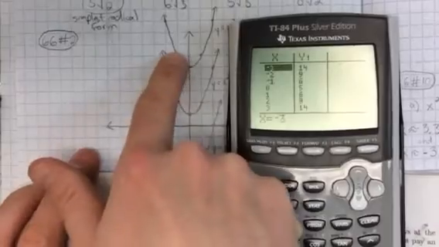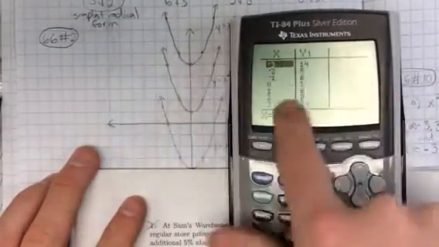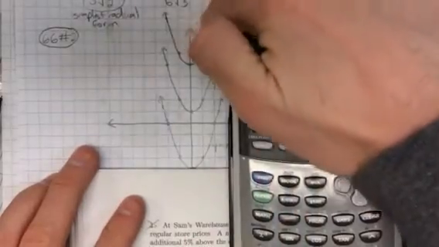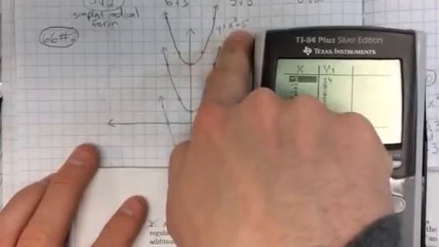-1, 6 is right here. 0, 5 is right here. And then 1, 6 and 2, 9 is up here. And then I connect those to make the graph of y is equal to x squared plus 5.